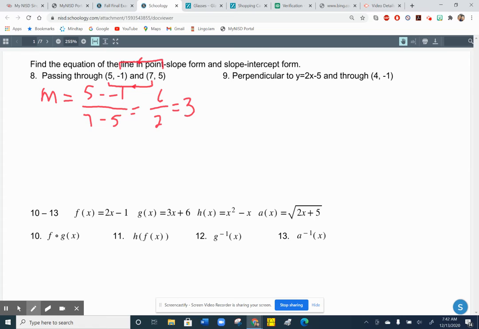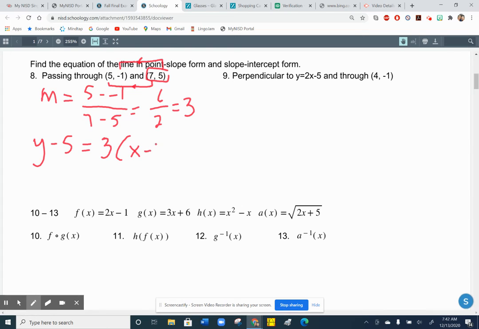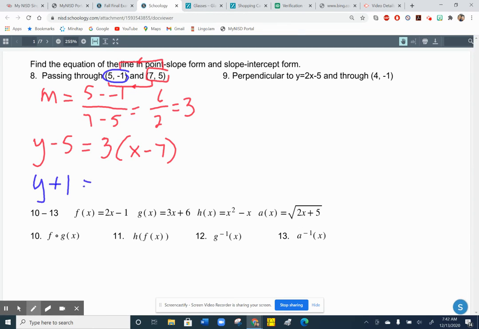Okay, so I'm going to write this in what's called point slope form. So that is y minus, we're going to go with this one. So this is y minus 5 equals the slope 3 times x minus 7. Okay, this is the most popular one for calculus, and you don't have to do anything after that. Or we could use the other point, y minus negative 1, which is y plus 1, equals 3 times x minus 5. Both of those equations give you the same line. Okay, they're just using two different points.